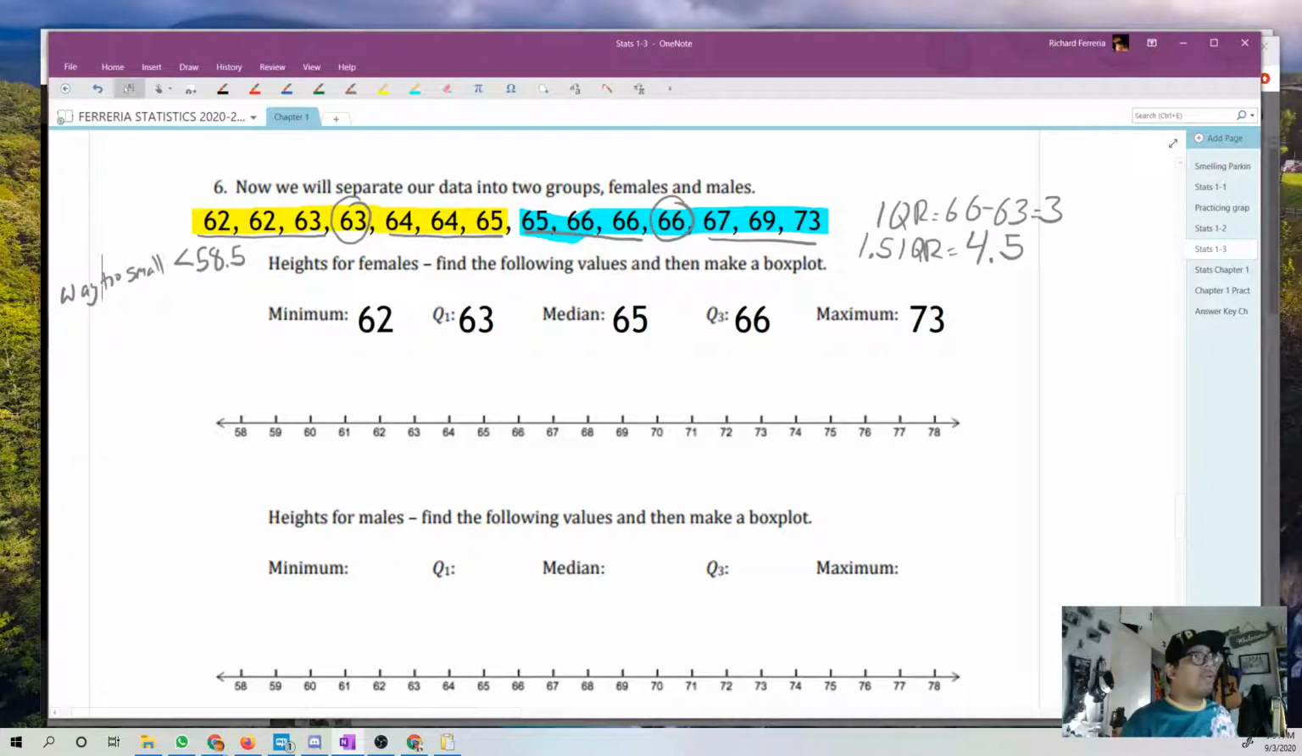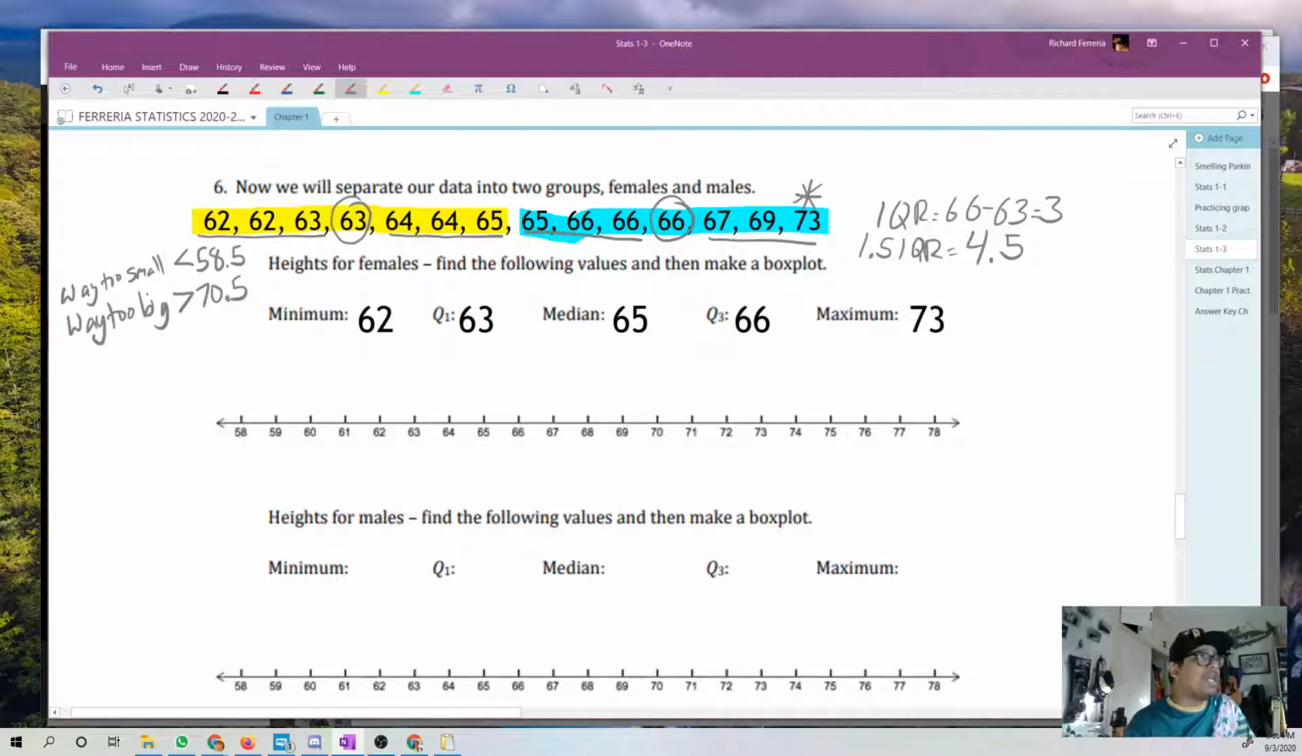Way too high would be greater than 66 plus 4.5. So 66 plus 4.5, that is 70.5. Do we have any heights greater than 70.5? Yeah, we do. 73 is the biggest, and it's bigger than 70.5. So we're going to star this because this is an outlier observation. It's way too big. Is 69 an outlier observation? No, it's not. 69 is the biggest observation that's not an outlier.